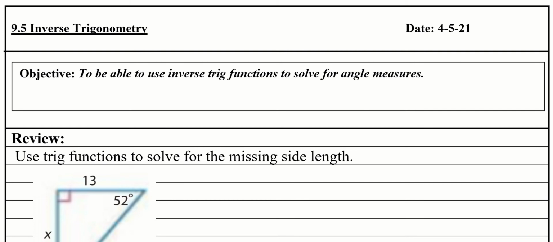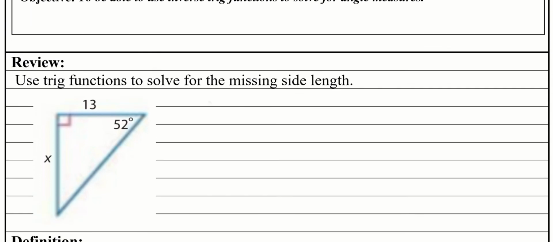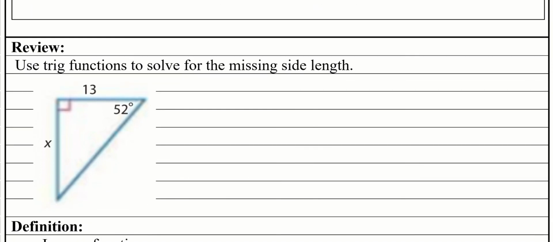An objective for today is we want to be able to use inverse trig functions to now solve for angle measures. So we talked a lot in 9.4 about using these trig functions to solve for side lengths. Now we're just using it in a different way. So first off, a little review. What are trig functions and how do we use them? Well, remember, I can use them if I have one side length and one angle in a triangle. I can use that to find everything else.